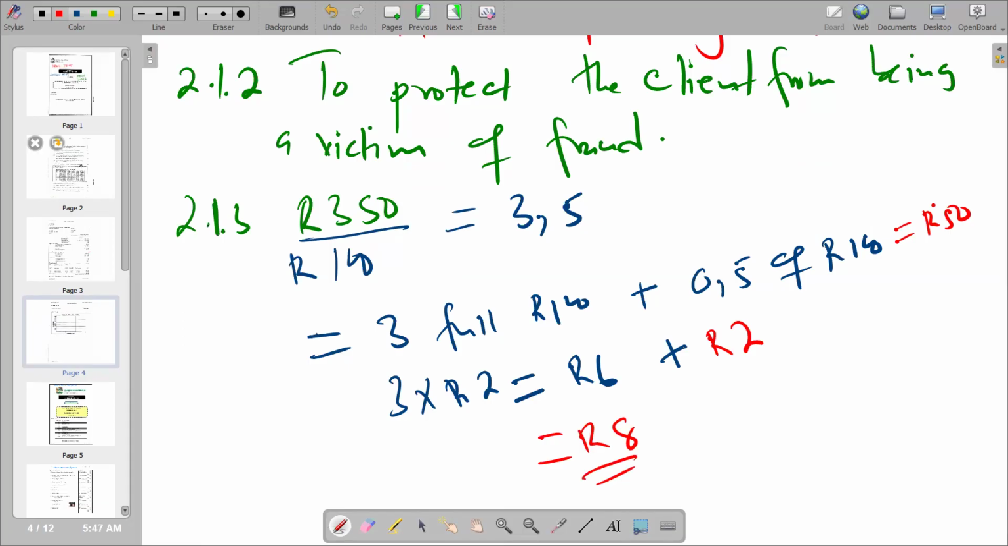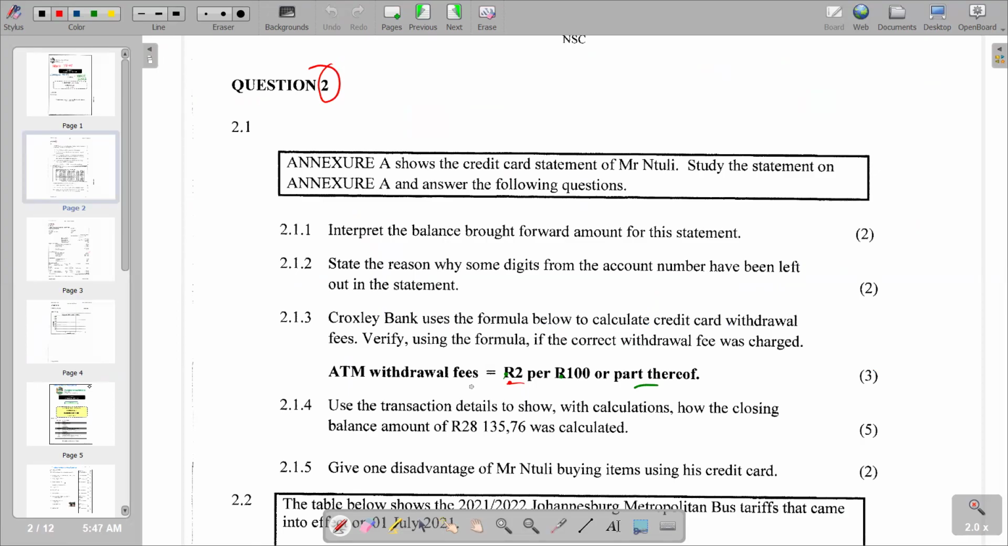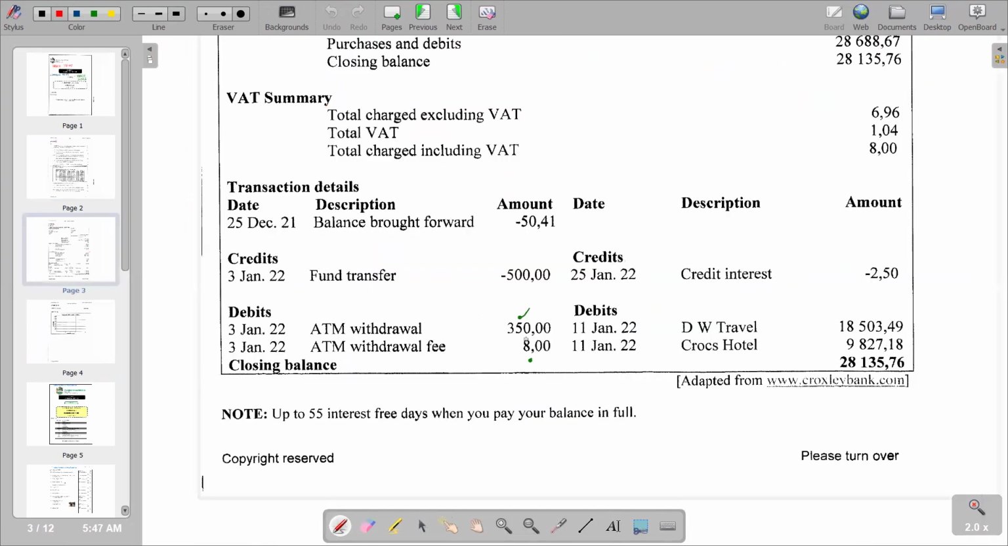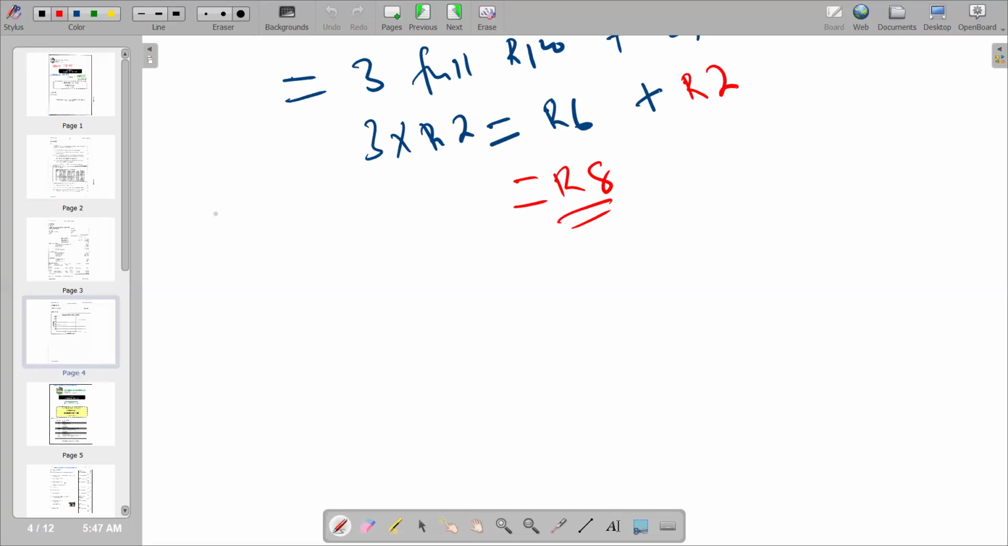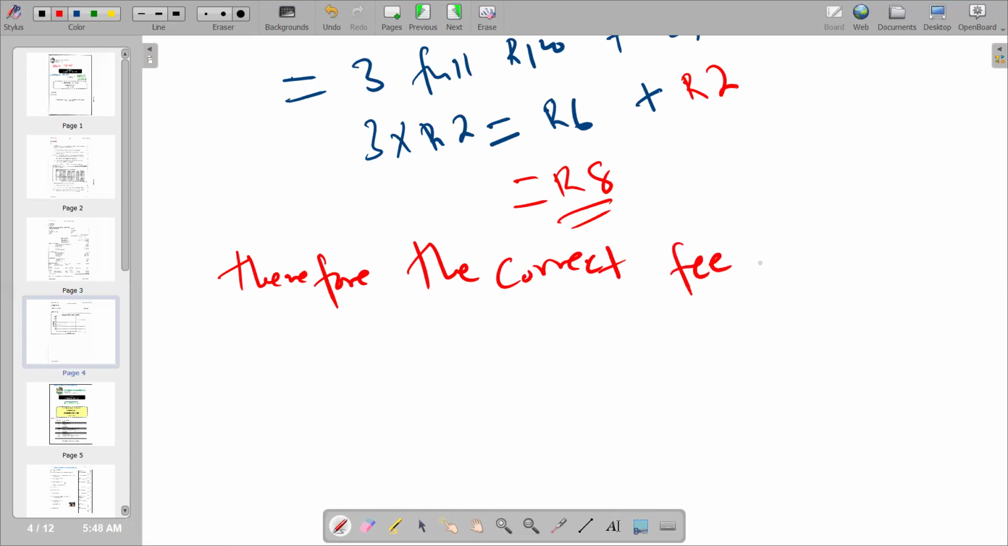So if we go to our question, you see that we want to verify. And by verifying, our statement is showing that it's supposed to be 8 rand, which is correct. So we can just summarize by saying, therefore, the correct fee was charged. So we have correctly presented, in terms of proving, that the 8 rand that has been charged is correct.